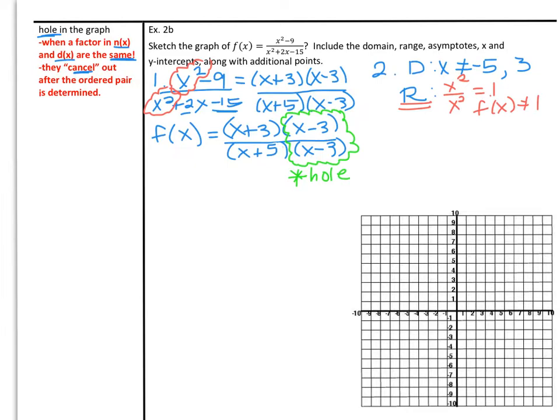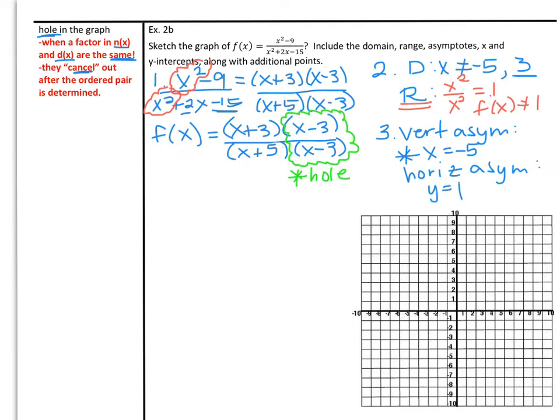Now for our vertical and horizontal asymptotes. Our vertical asymptote, we actually won't have 2. We're just going to have 1. We're going to write x equals negative 5. And we'll deal with that 3 in just a second. Our horizontal asymptote is going to be y equals 1.